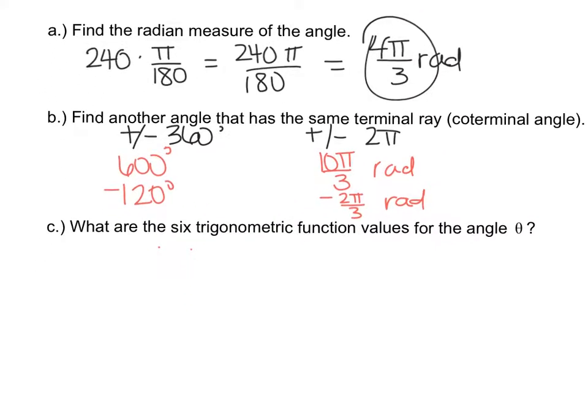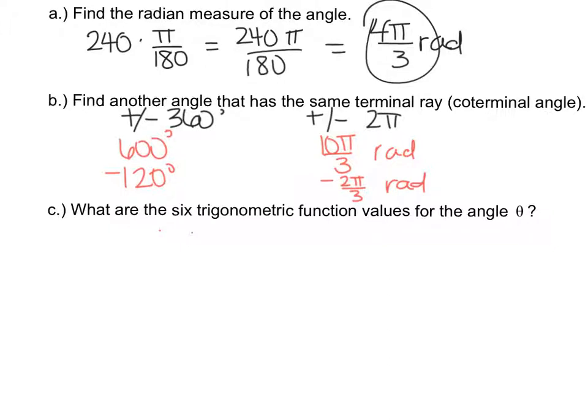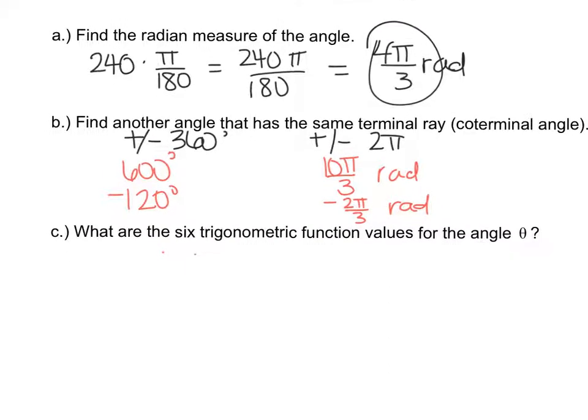So last one, we want to write the 6 trig functions for the angle theta. So this is where the unit circle is going to come into play. 240 degrees is a point on the unit circle, and if you use your unit circle, you're going to get the coordinate negative 1/2, negative square root 3 over 2.